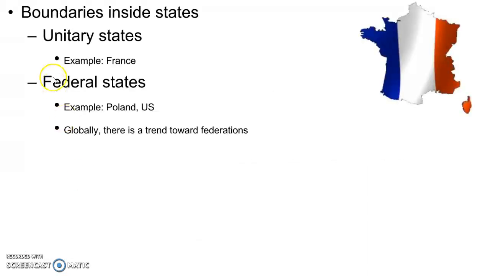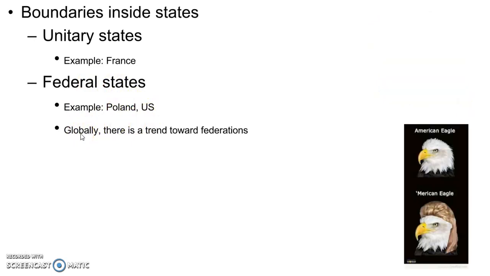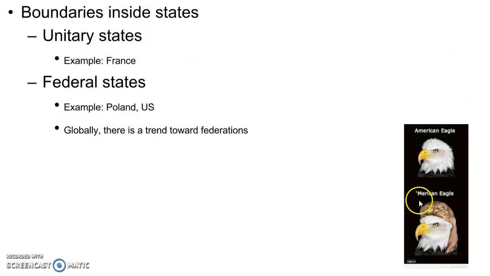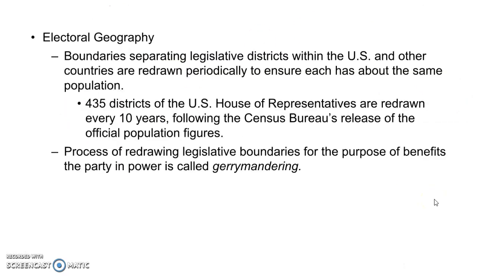All right, so boundaries inside states. You should know the definition of a unitary state, and an example is France. Federal states, some examples are Poland, U.S. All right, and then globally there is a trend towards federations. There's a big push for federal states rather than unitary. All right, we got this American eagle down here.